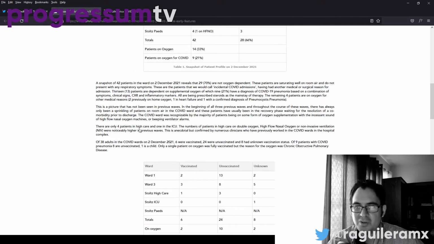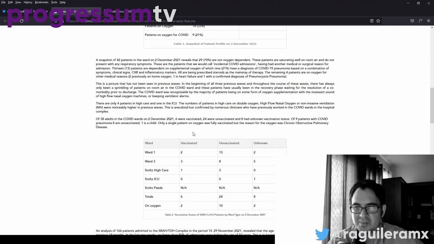There are only 4 patients in this 42 patient cohort in high care and only one in the ICU. The number of patients in high care on double oxygen, high flow nasal oxygen, or non-invasive ventilation were noticeably higher in previous waves. This is anecdotal but confirmed by numerous clinicians who have previously worked in the COVID wards in the hospital complex. Now here's more good news.